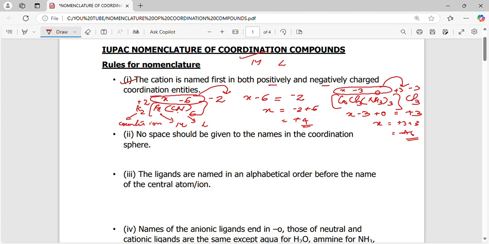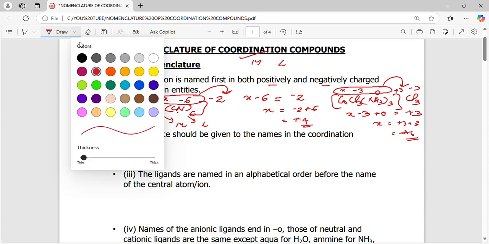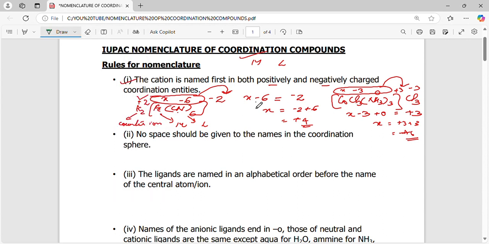So this is how you calculate the charge at the beginning of the question itself, when finding the IUPAC nomenclature of coordination compounds, and from that you identify which is positive and which is negative. Positive is the cation and negative is the anion. In the first example, potassium is positive, so the counter ion is the cation and the coordination sphere is the anion. In the second example, the coordination sphere is +3, which is the cation, and the counter ion is -3, the anion.